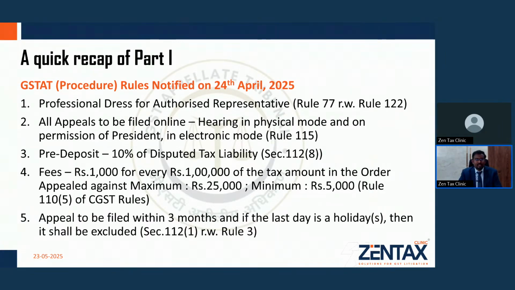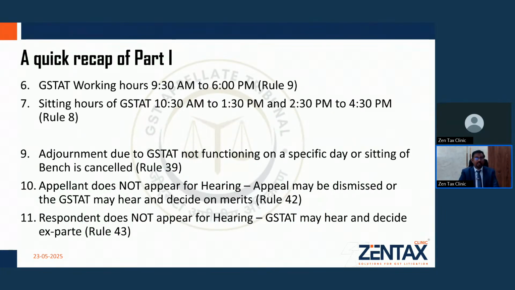The time limit for filing an appeal is contained in Section 112, Sub-section 1 of the CGST Act, which is to be read along with Rule 3 of the GST Appellate Tribunal Rules, which provides that the appeal has to be filed within a period of 3 months. And if the last day is a holiday or a set of holidays, then such number of days will be excluded, and you will get that additional number of days, as is contained in Rule 3 of the GST Appellate Tribunal Procedure Rules.